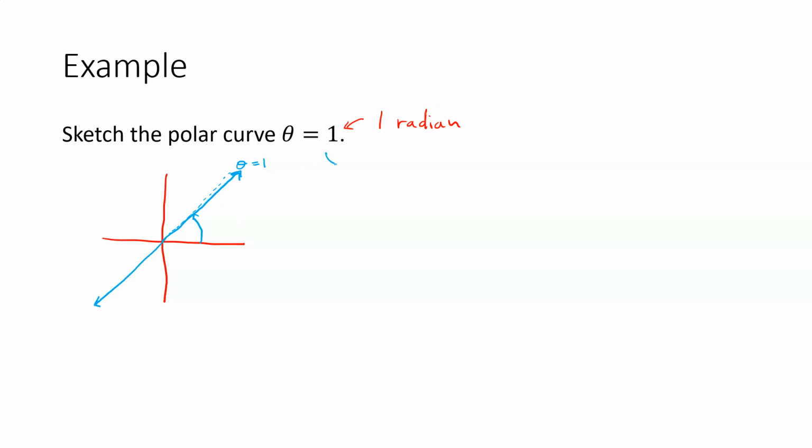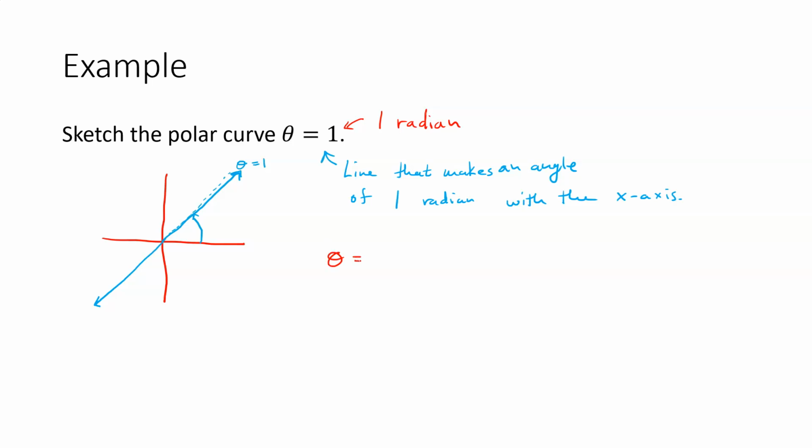Okay, so we see here this is a line that makes an angle of 1 radian with the x-axis. How would I represent this in Cartesian coordinates?